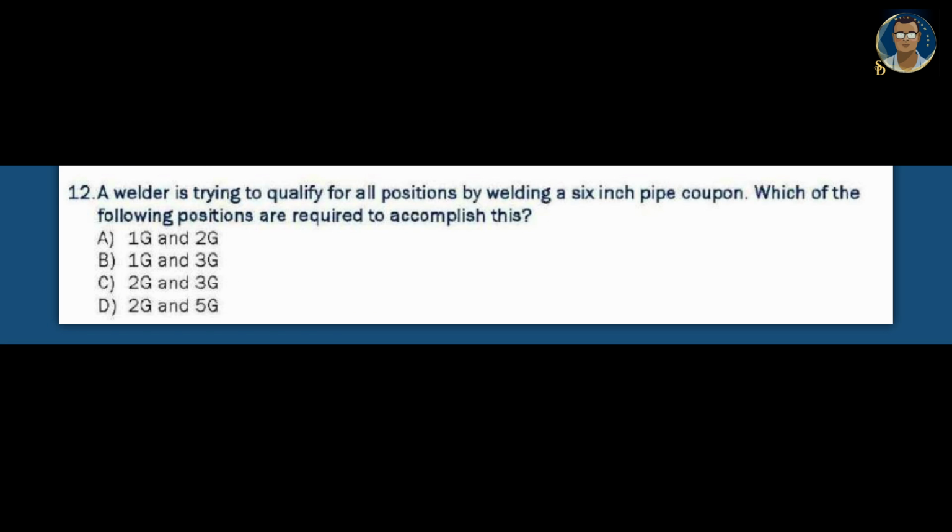Question 12. A welder is trying to qualify for all positions by welding a 6-inch pipe coupon. Which of the following positions are required to accomplish this? 1G and 2G, 1G and 3G, 2G and 3G or 2G and 5G? The answer should be 2G and 5G. It will qualify all the positions. Or there is a position called 6G. The 6G position qualifies to weld all.